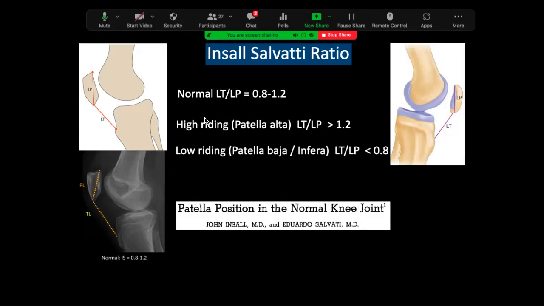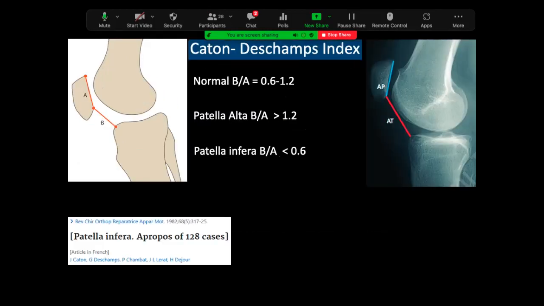This is the normal ratio. If it is more than 1.2, then it is known as high riding patella or patella alta. If it is less than 0.8, then it is low riding patella, or patella baja. And another very important index is the Caton-Deschamps index.